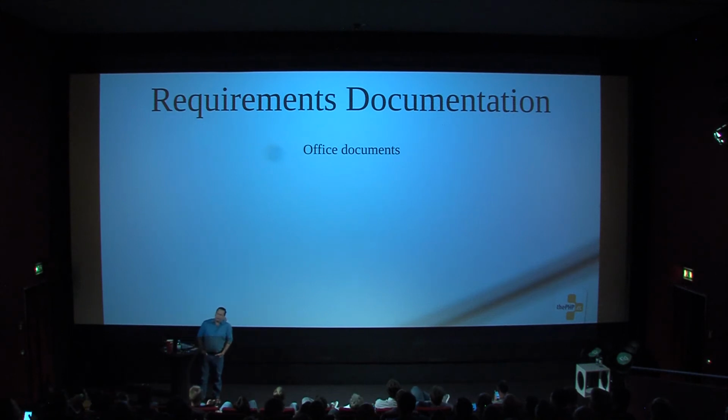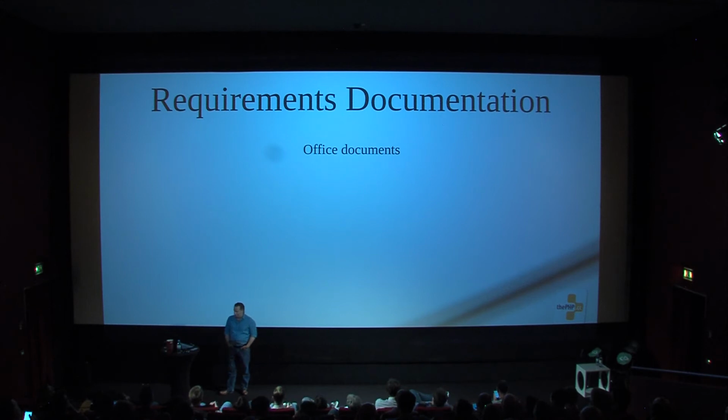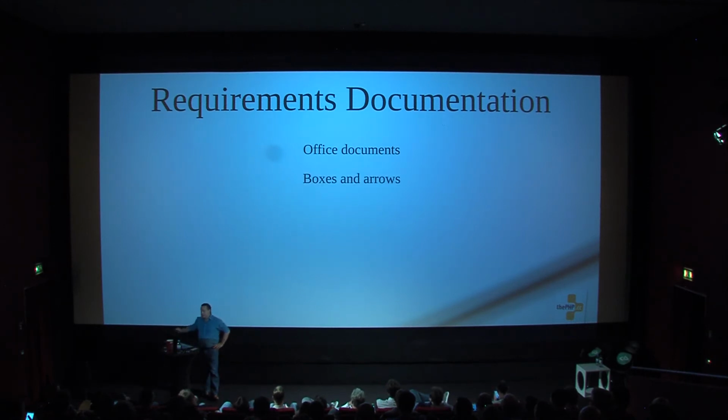So, at some point, we'll start documenting requirements. Very traditional way would be to create a 150-page document. Maybe that's a little outdated. Maybe we'll just draw some boxes and arrows. Maybe we're agile, so let's just create Jira tickets.